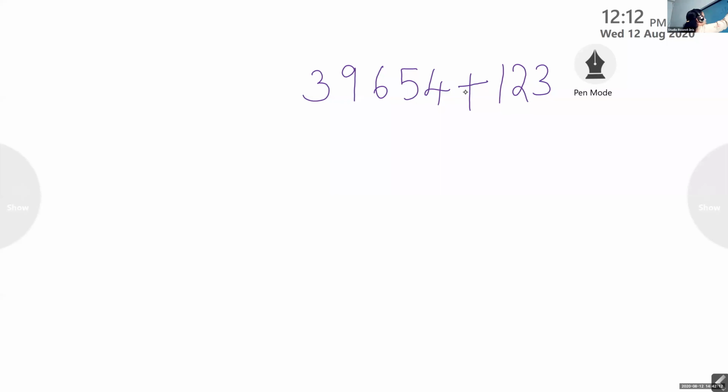Here we have ones, tens, 100, 1,000 and 10,000, this much only. Here we have ones, tens, 100 only. So from where do we have to place the numbers? From the ones digit. Is that clear? Children, don't write anything now.